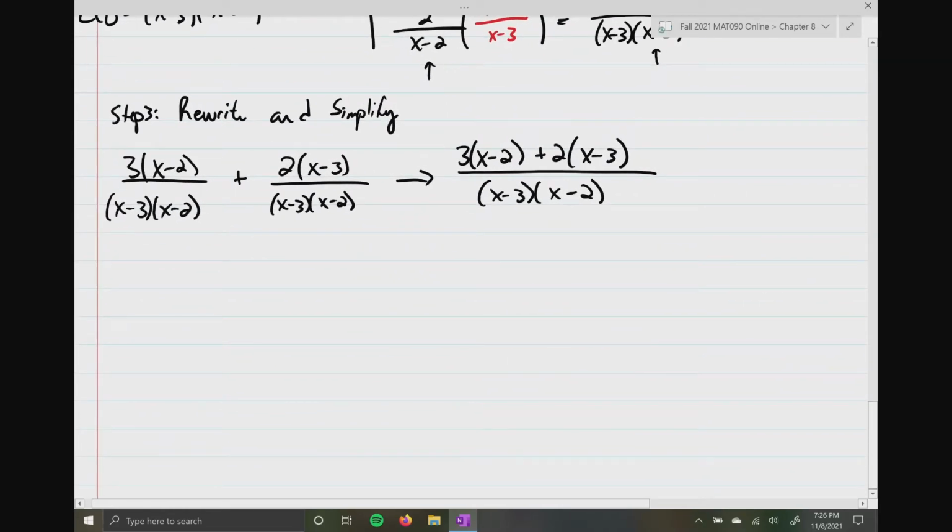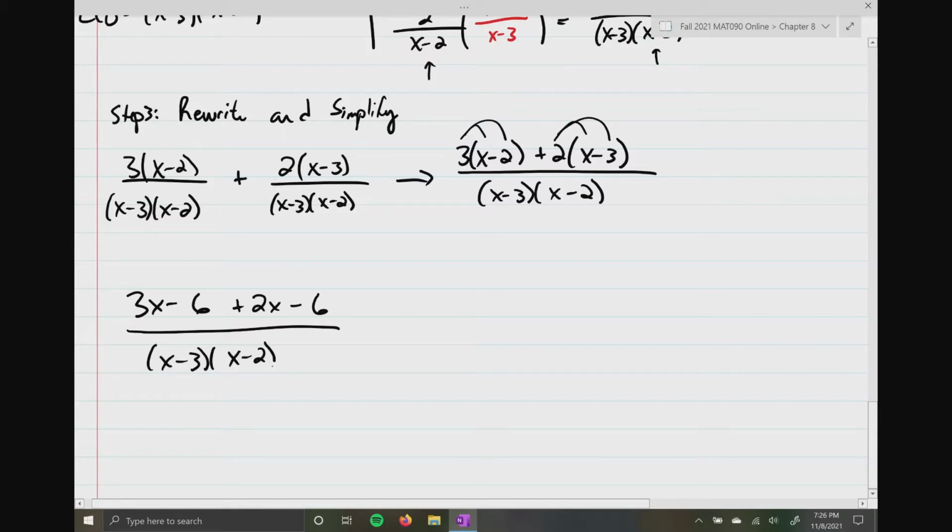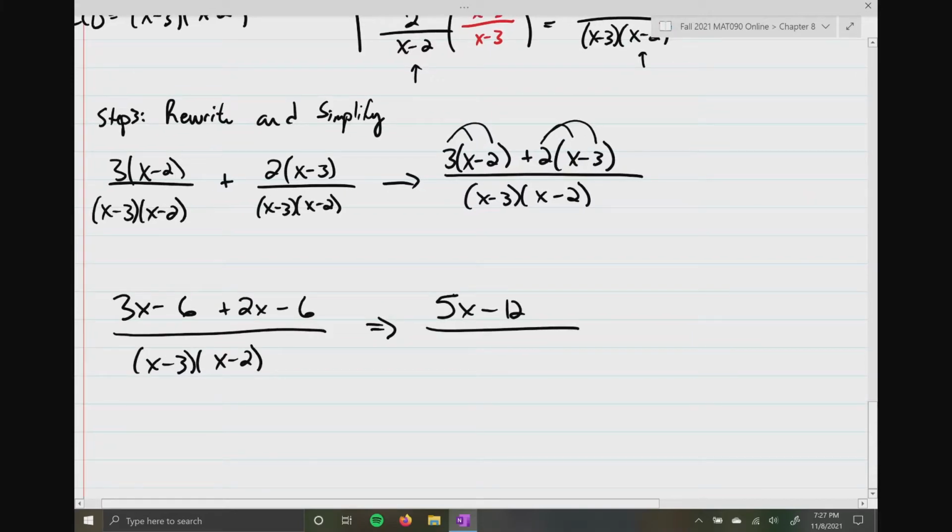So now I can go ahead and distribute the 3, and I'll distribute the 2 as well. So that's going to give me 3x minus 6 plus 2x minus 6 all over x minus 3 times x minus 2. Now, when I combine like terms, I'm going to get 5x minus 12 all over x minus 3 times x minus 2.